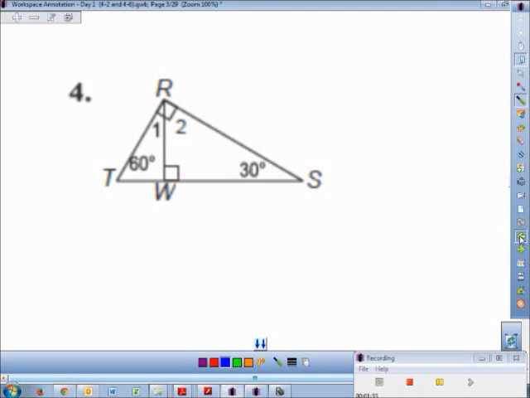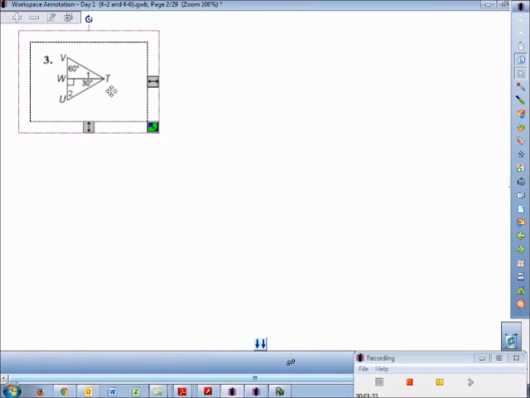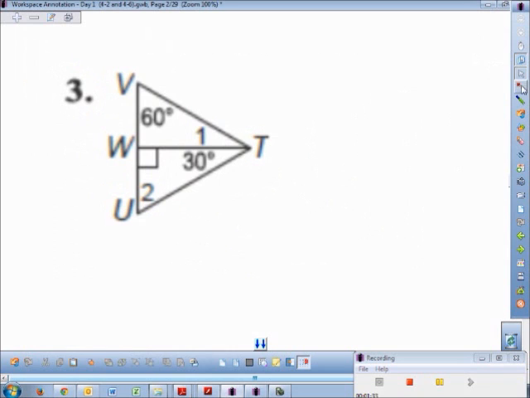My bad. Where did we go? Hey, get bigger. My bad. So we can use the triangle sum theorem to figure out that if this is 90 and that's 30, this has got to be 60 degrees.